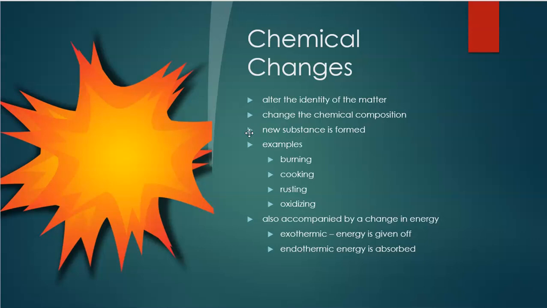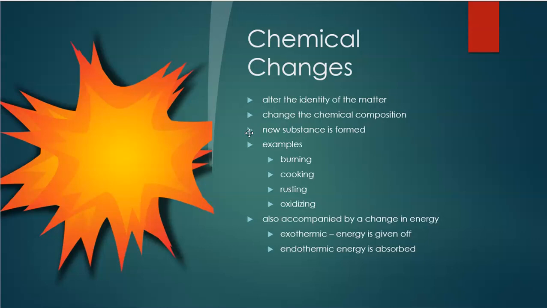So if I took some paper and tore it, or crumpled it or folded it, that would be a physical change. But if I set the paper on fire, that would be a chemical change. The paper is being changed into a new substance. I can't get the paper back, right? And so that would be a chemical change.